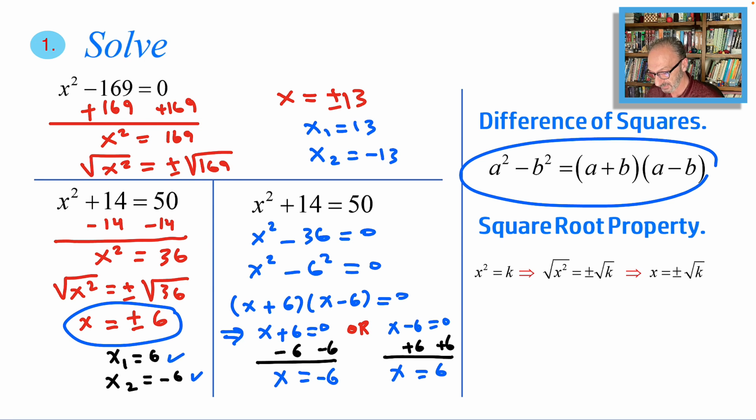So you could do it by having 0 on the right side and factoring it and using the principle of zero products, or you could use the square root property and apply the square root to both sides, and don't forget the plus minus when you apply it. That is number 1. Let's go to number 2.